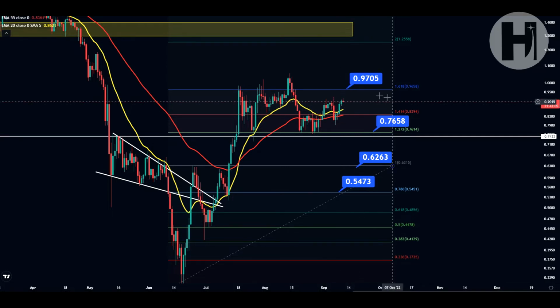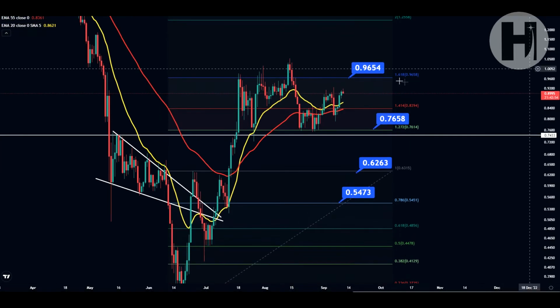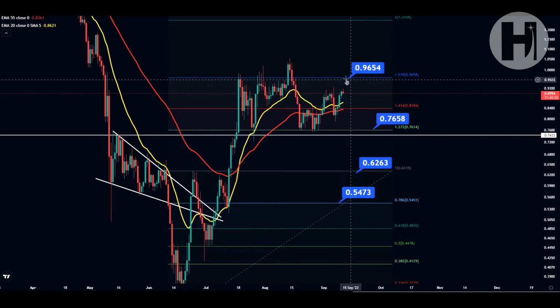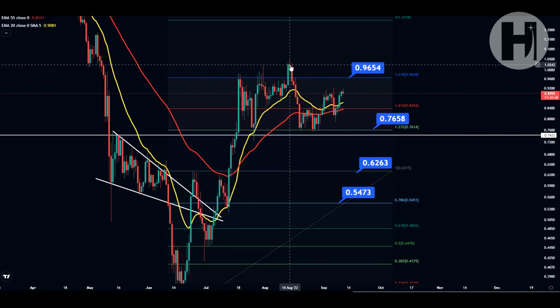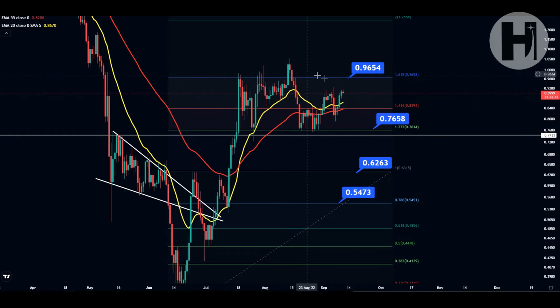So 97 here, or 96.6, I would say, if you want to really be precise. It's really hard to get the exact number of the fib level with the price tag sometimes. So 96.58 is your technical target here at the 1.618. If we do break that, then I would target the $1 price tag here, which was the high that we printed back in the middle of August.